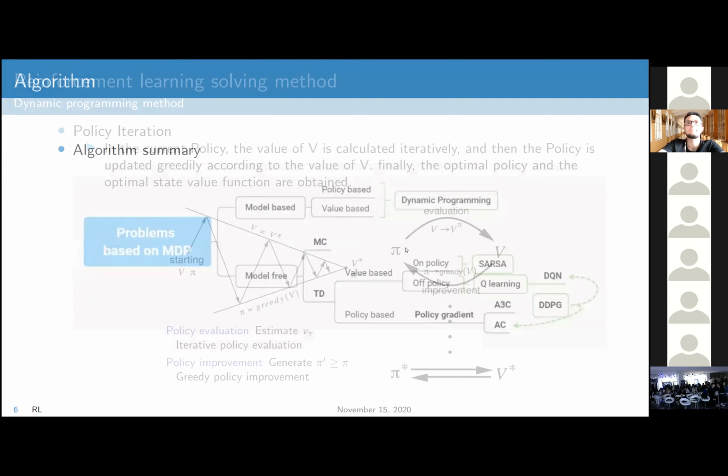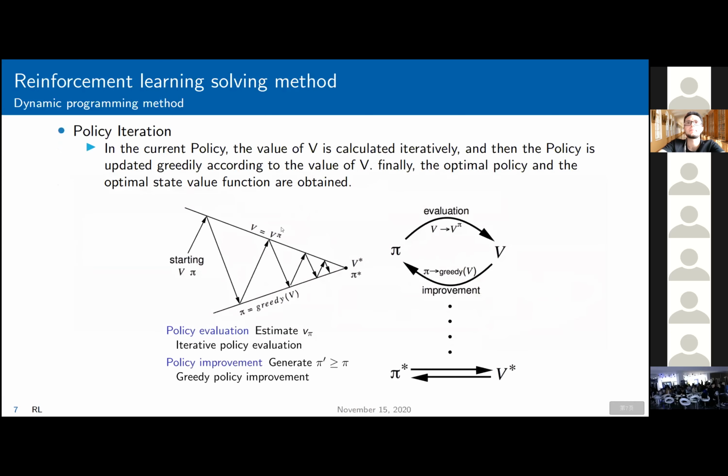So let's talk about the dynamic programming method in reinforcement learning. Policy iteration includes policy evaluation and policy improvement. The policy evaluation itself is also an iterative operation. Every time a policy is evaluated, the initial value of the value function is the value function of the previous policy. This usually significantly improves the convergence speed of policy evaluation.